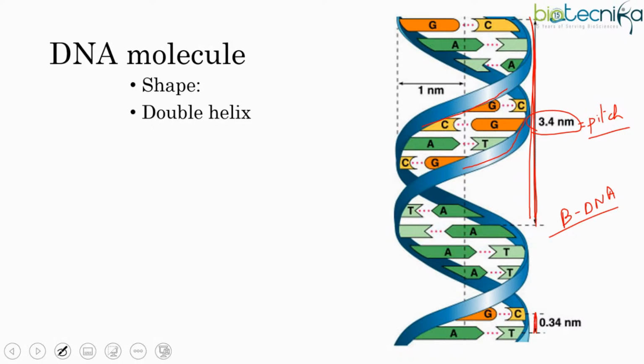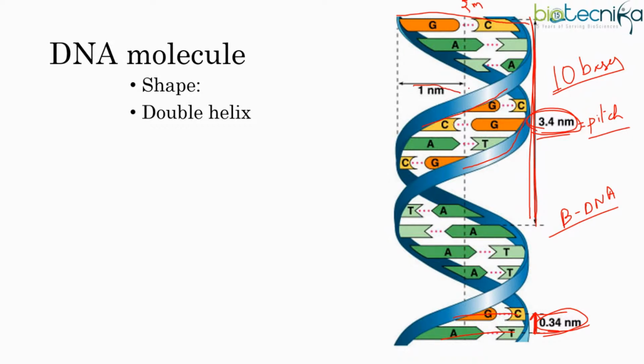And what is the rise per base pair? So here is one base pair, another base pair. What is the length between them? In each turn there are roughly 10 bases. So the total turn length divided by 10 gives 0.34 nanometer for each. You can also represent them in Angstrom. So it becomes 3.4 Angstrom here, and 34 Angstrom for the pitch, because 1 nanometer is equal to 10 Angstrom. And the diameter of the DNA is 2 nanometer. You can see one strand is 1 nanometer, and another is 1 nanometer, so 2 nanometer is the diameter.